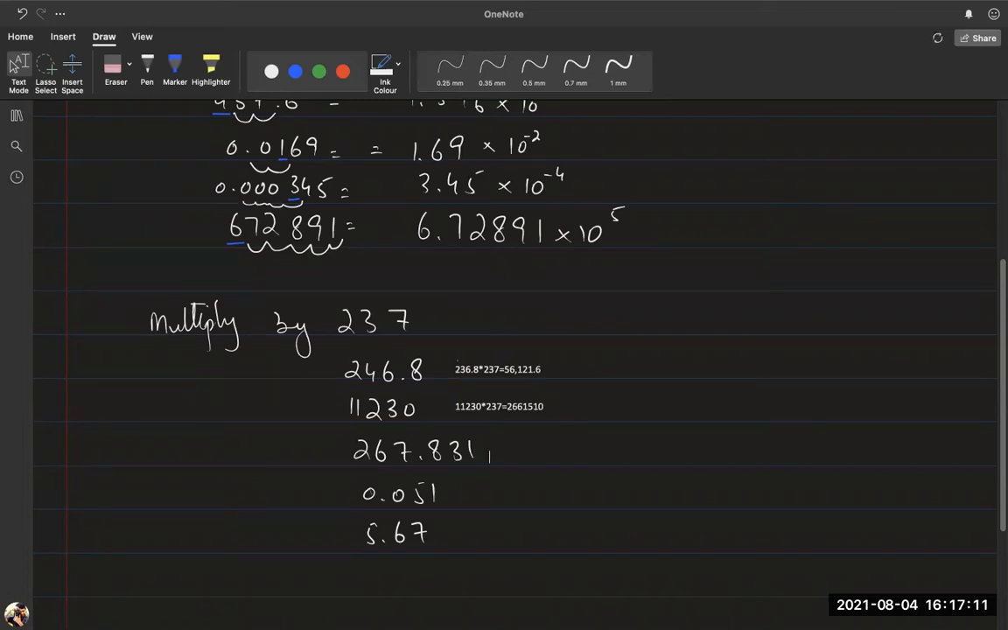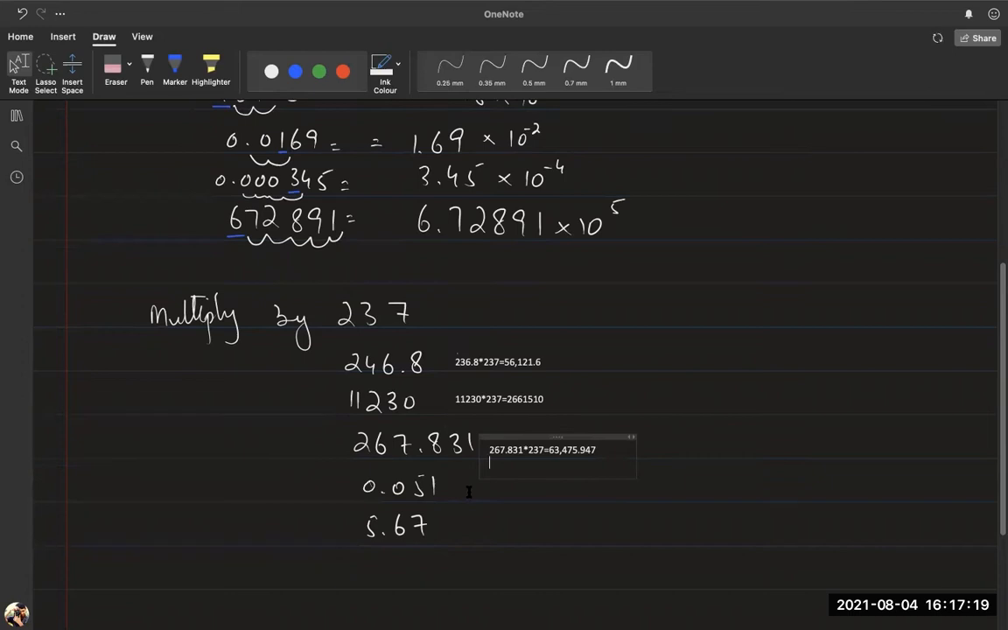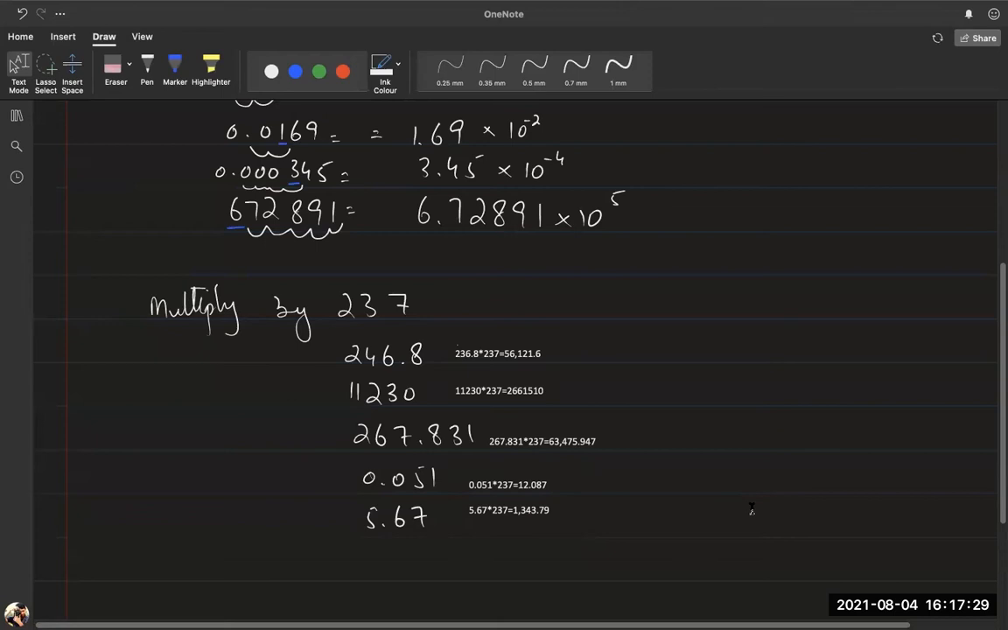Third one, 267.831. This is going with this, and this one is 0.051 times 237, and this one is 5.67 times this, and there you go. So we have these numbers.